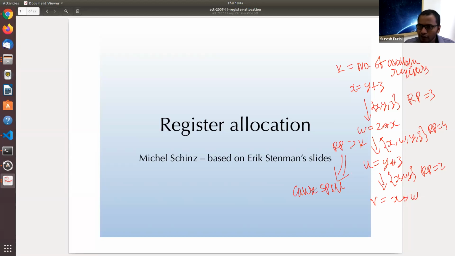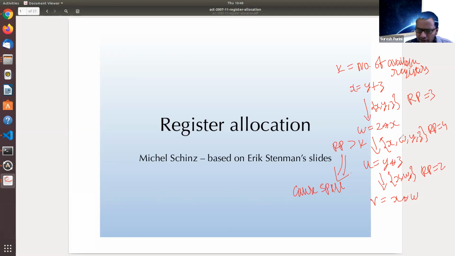Another way of looking at the bottom-up register allocator is this: we start from the first instruction, and we keep going as long as the register pressure is less than or equal to K, we are good. When the register pressure is greater than K, we have to pick a virtual register or a variable which needs to be spilled, and we pick the variable, or the associated virtual register, which is used farthest in the future. So this is another way of looking at the bottom-up register allocation algorithm.